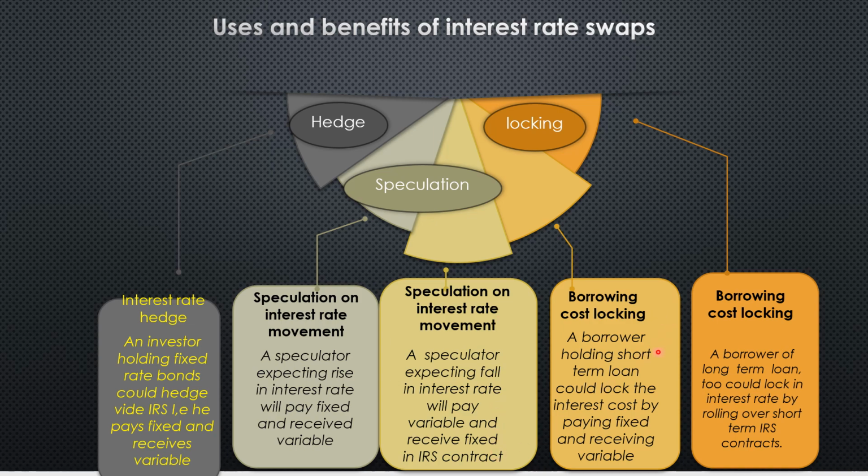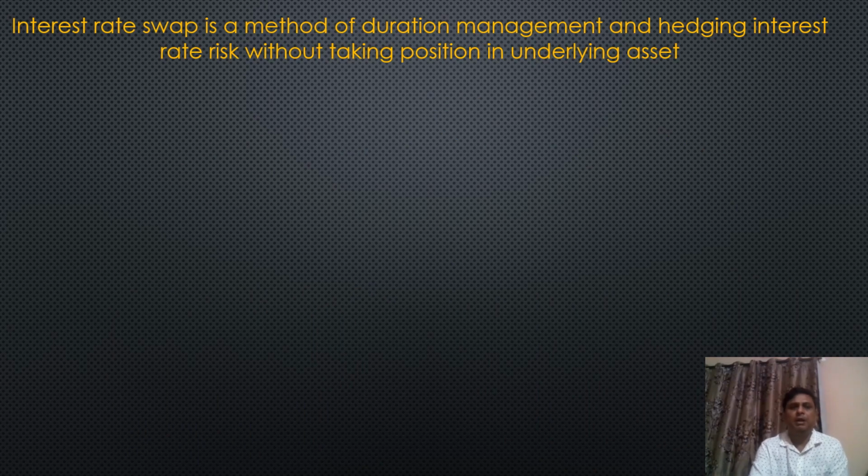Borrowing cost locking. A borrower holding short-term loan could lock the interest cost by paying fixed and receiving variable. A borrower of long-term loan too could lock in interest rate by rolling over the short-term IRS contracts. The interest rate swap is a method of duration management and hedging interest rate risk without taking position in the underlying asset.